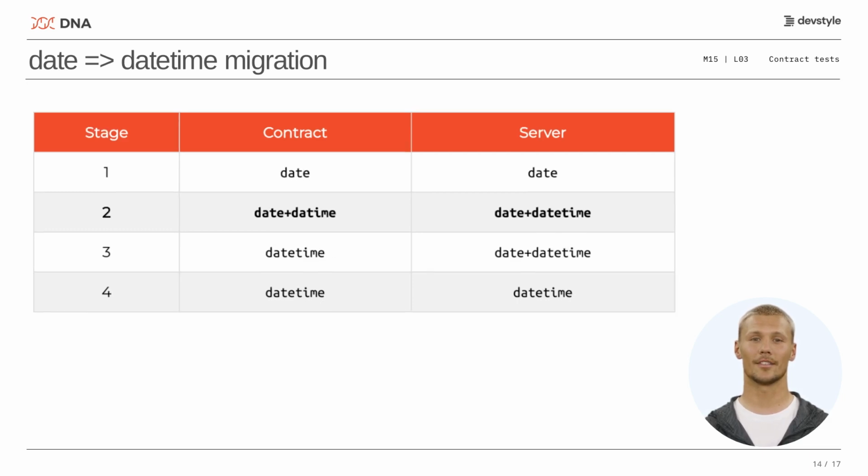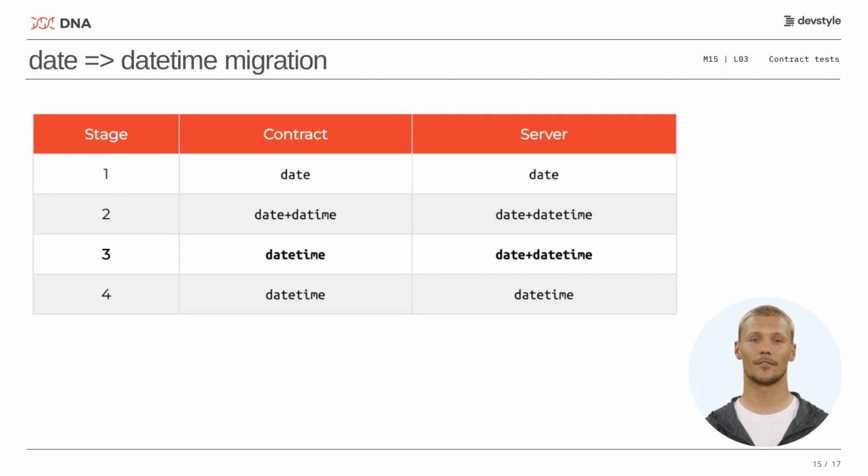We enter the second stage, in which the contract already includes both fields, the date field and the datetime field. Of course, to be compliant with the contract, the server must return both of these fields. We give clients some time, usually 2 sprints, to migrate to the datetime field.